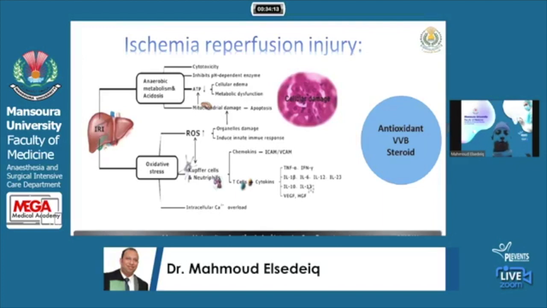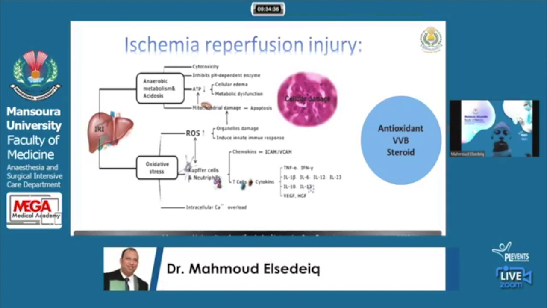Ischemia reperfusion injury has a detrimental effect on the liver graft. It can lead to primary non-functioning graft or early graft dysfunction, acute kidney injury, myocardial infarction, intestinal edema, and early postoperative ileus, and also disrupt the blood-brain barrier and can lead to brain edema post-reperfusion.